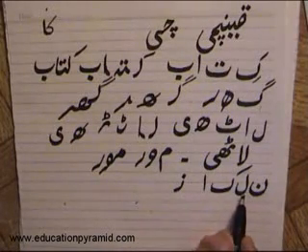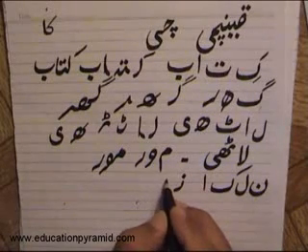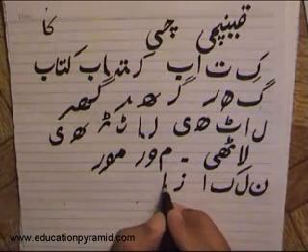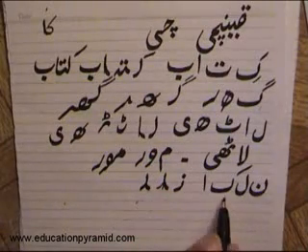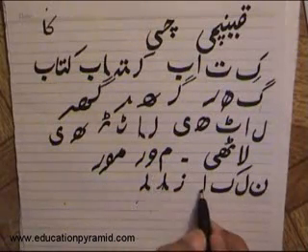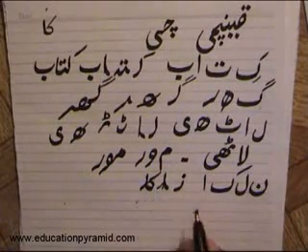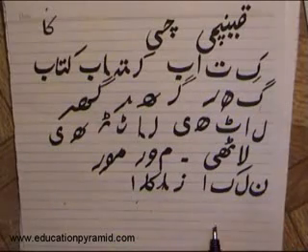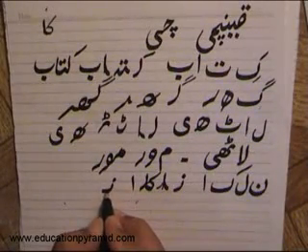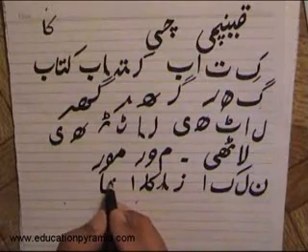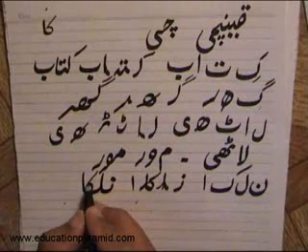Lam is a connector, so lam will assume the middle position. Kaf is also a connector, so kaf will assume the middle position, but here there is an alif after kaf, so kaf will appear like this, kaf and then alif. So we write like this: nalka.